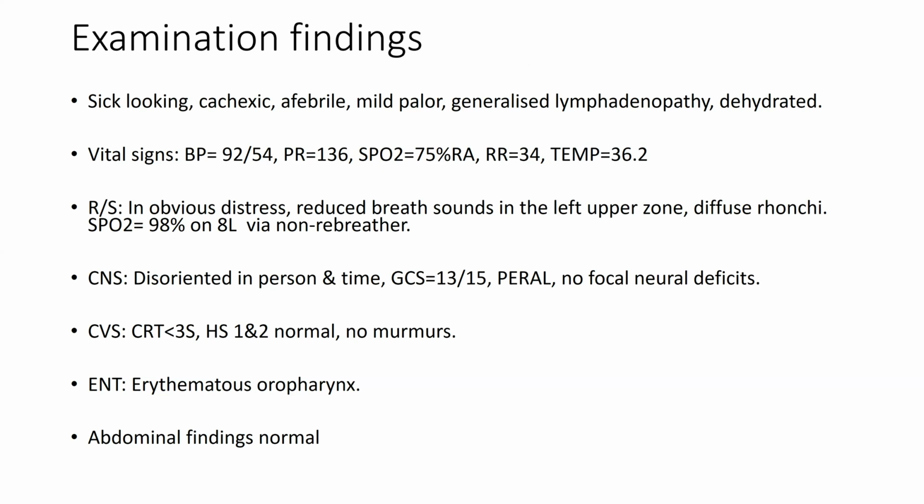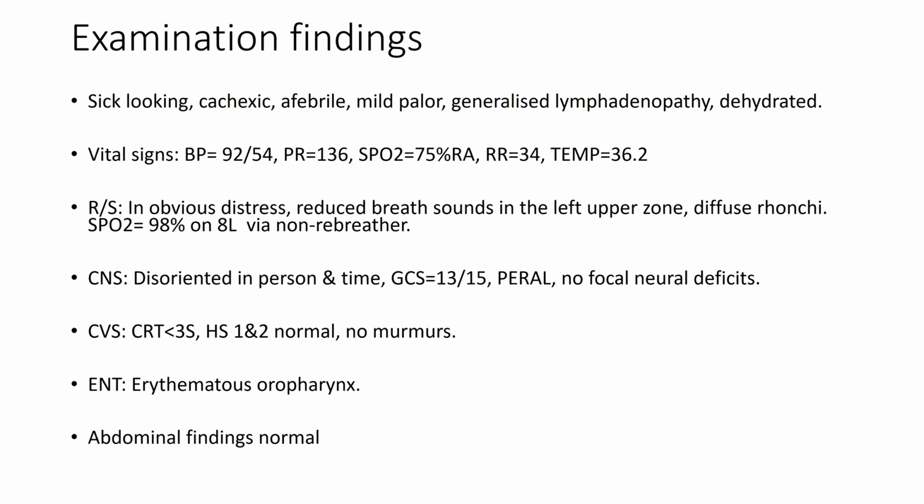In the respiratory system, he was in obvious distress. He had reduced breath sounds over the left upper zone. He had diffuse bronchi over the entire chest. And with that SpO2, of course, an intervention was immediately done, which was a rebreather mask. On putting him at 8 liters, he went up to 98%.